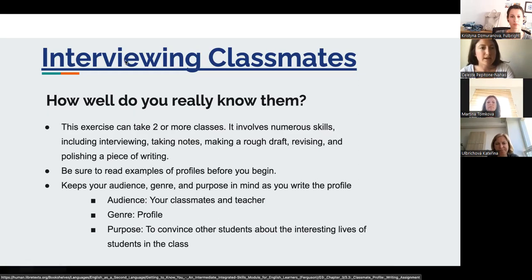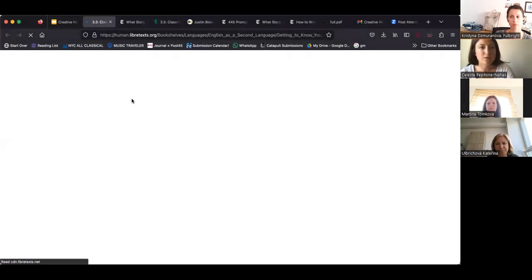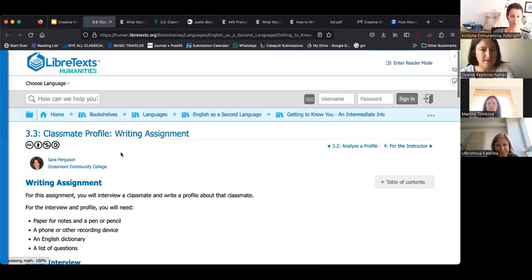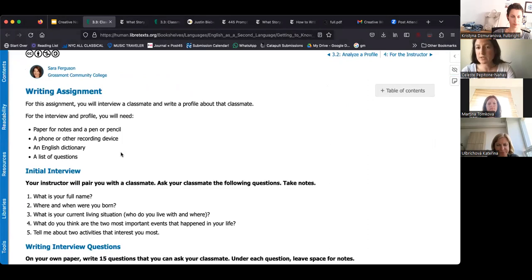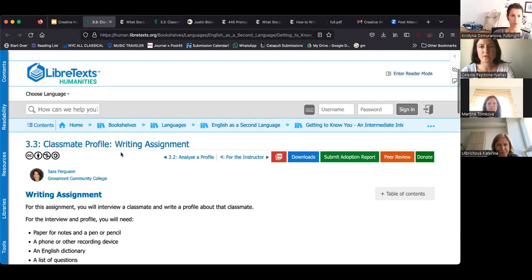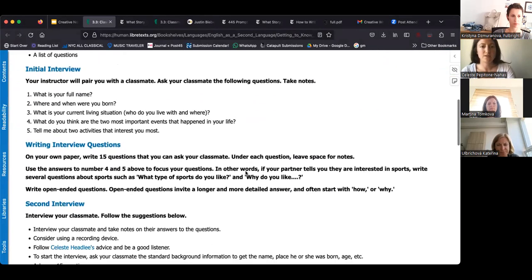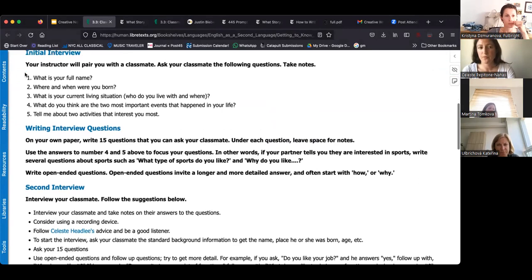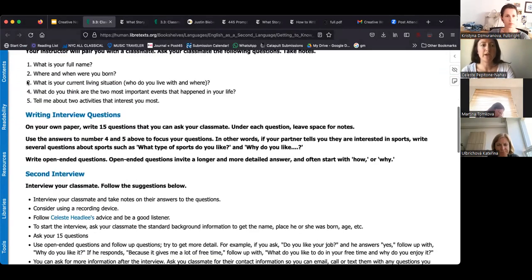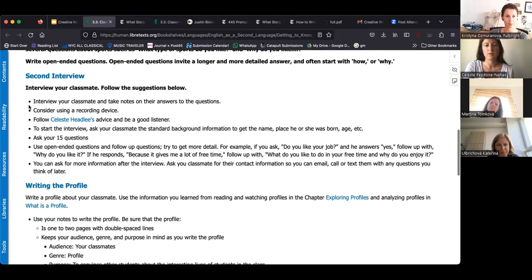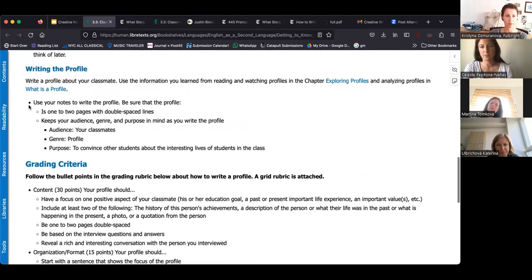And I have linked to a really great website here that has instructions for this activity. And there's no shame in just following these instructions and using them for this activity. I think these instructions are excellent. They tell you to have an initial interview, then from that initial interview, spend some time writing follow-up questions, so generating more questions, and then meeting for a second interview. And then there's the writing portion.